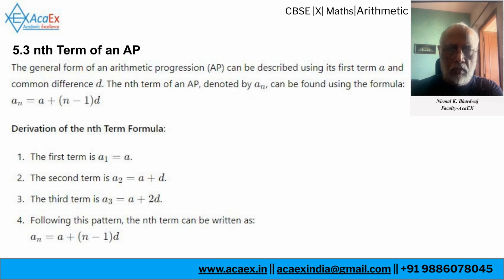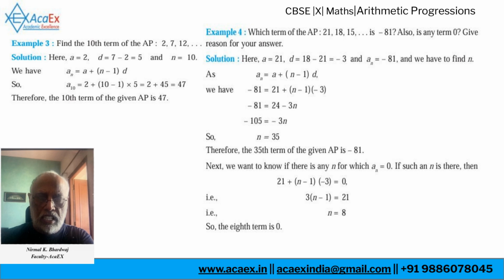The nth term of an AP. To find any term in an arithmetic progression without listing all the terms, we can use a formula for the nth term, which is denoted as a subscript n. The formula is a sub n equals a plus (n minus 1) times d, where a is the first term, n is the term number, and d is the common difference. Example 3. Find the 10th term.